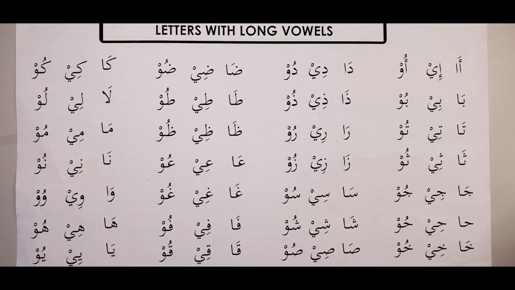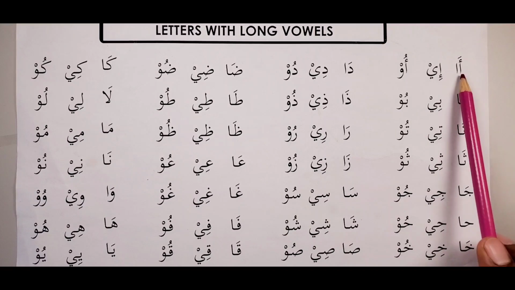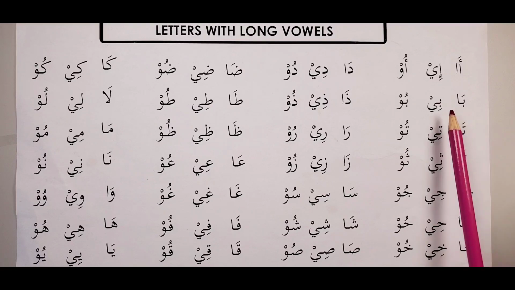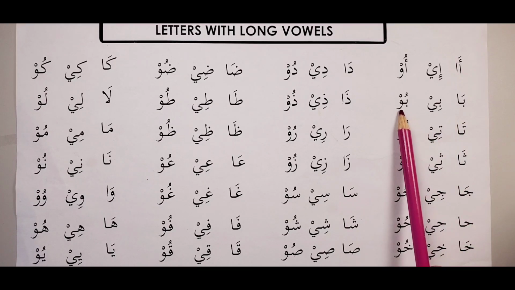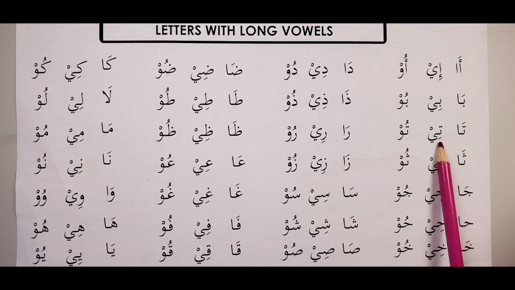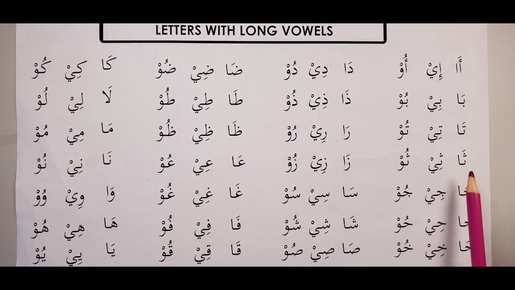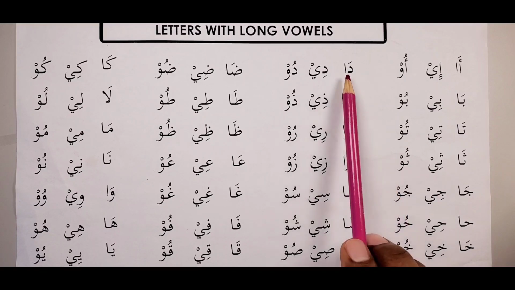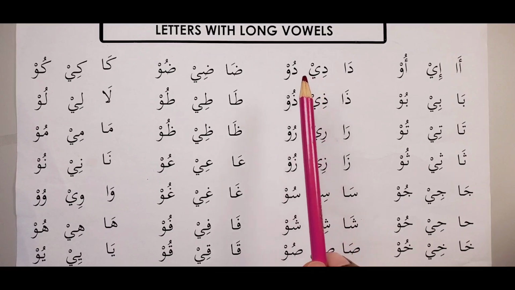Let's go through it one more time, from the beginning till the end. A, i, u, ba, bi, bu, ta, ti, tu, tha, thi, thu, ja, ji, ju, ha, hi, hu, kho, khi, khu.